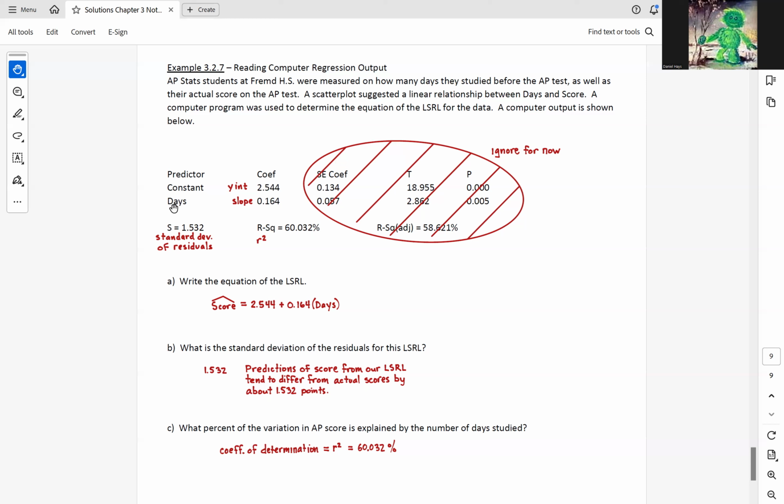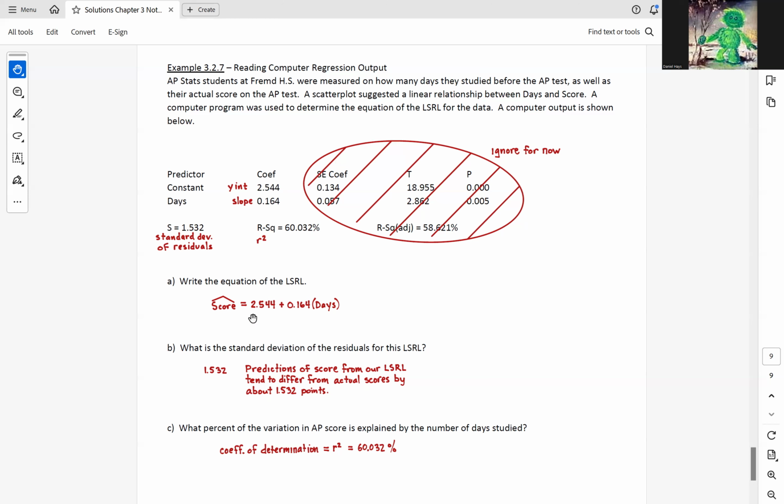The next row says days. The word that shows up here will be different every time. It is a reference to the explanatory variable, which in this example is the number of days studied. And just like in the LSRL equation, where the explanatory variable is represented with an x, it's going to have a number multiplied onto it, and that number lives just to the right, which I have labeled as the slope.